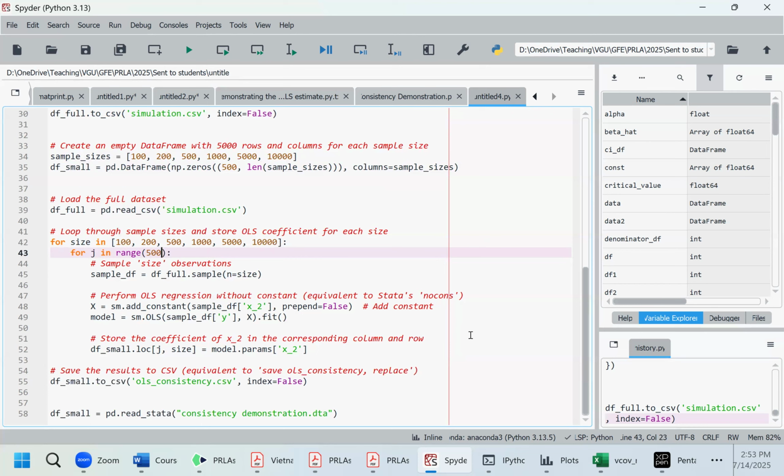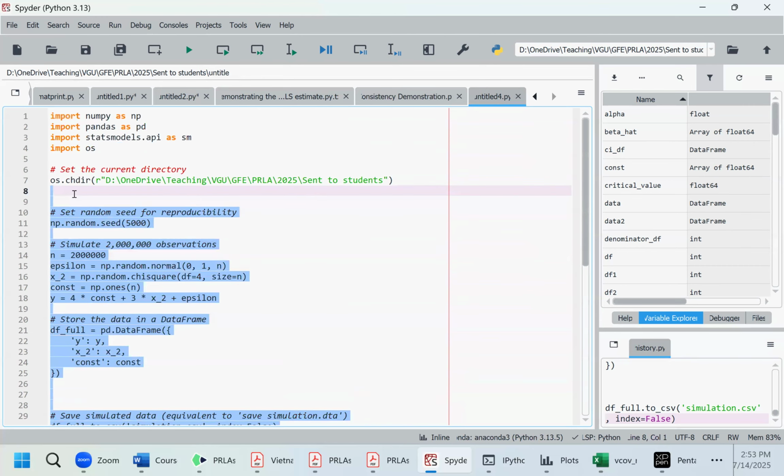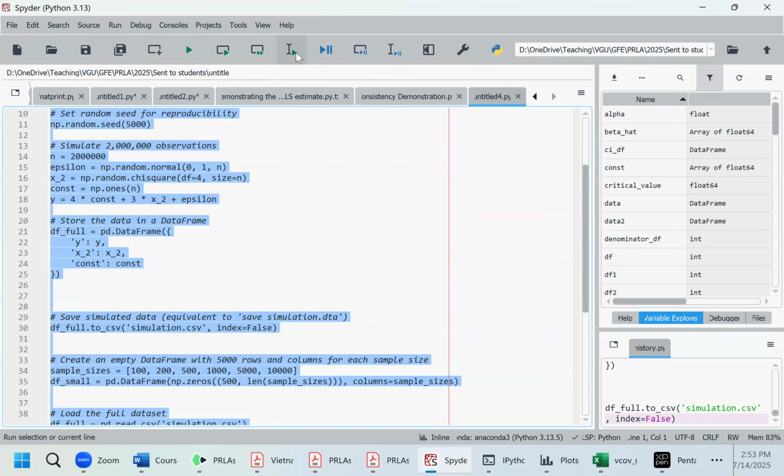Thấy chưa? Sample thì đầu tiên là sample df bằng df full sample, size bằng n bằng size này. Xong là mình perform the OLS regression, mình chạy cái regression, đúng không? Xong đó mình sẽ lấy cái parameter b của x2 đấy, mình bỏ nó vào cái location của nó là bằng j, và size này là cái số lần mà mình sẽ simulate. Rồi bây giờ mình chạy.